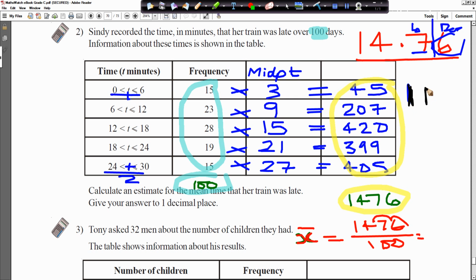What is it? 14.8. 14.8 is the final answer. Okay. Are we happy with that, folks? Is that nice and straightforward?